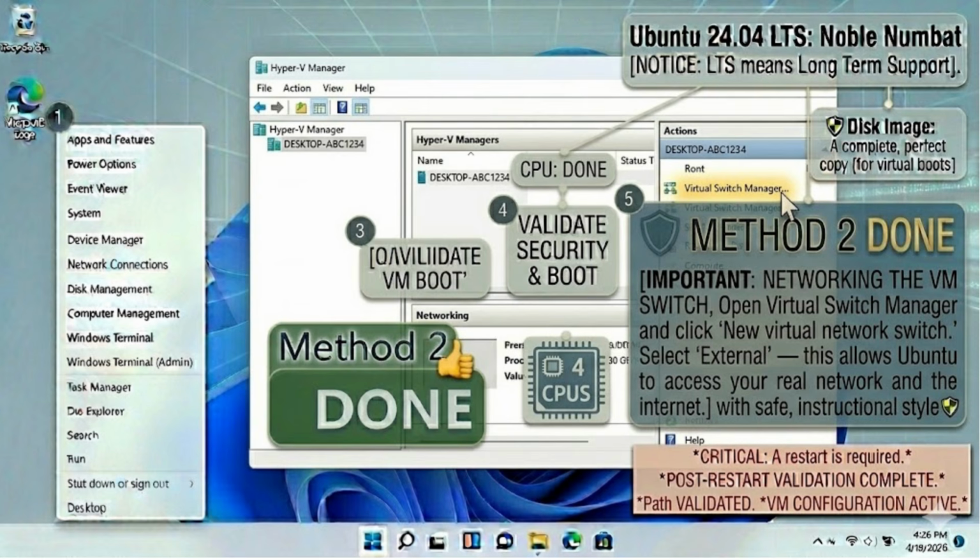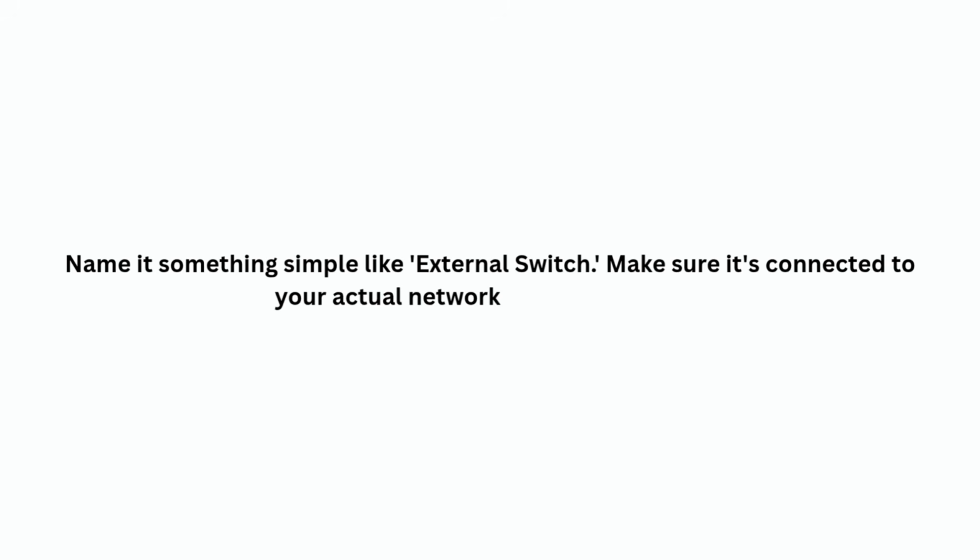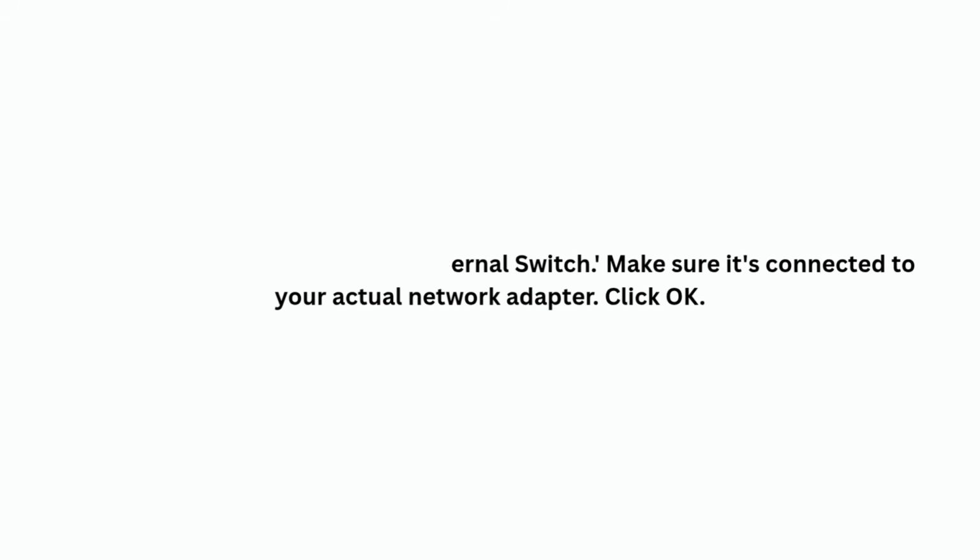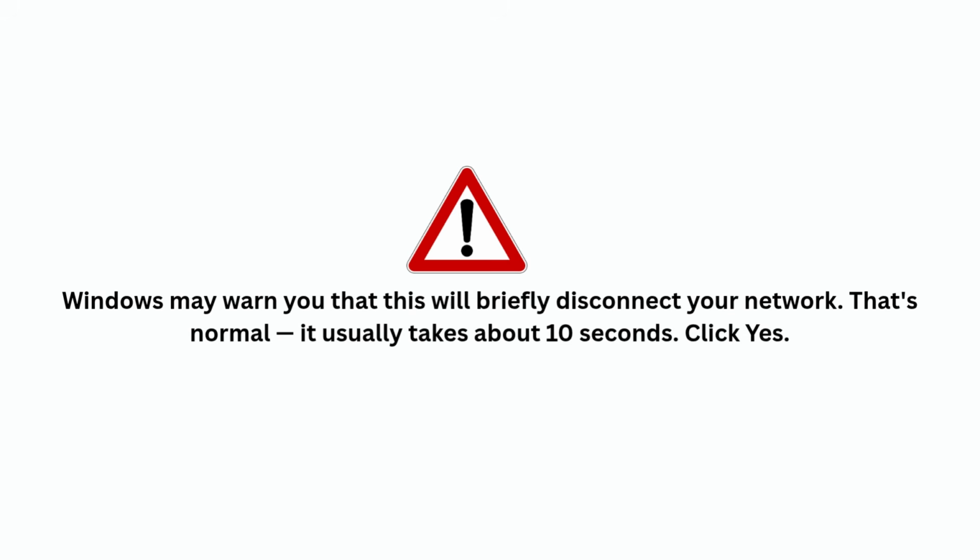Now let's set up networking. In the right-hand Actions panel, click Virtual Switch Manager. Click New Virtual Network Switch. Select External. This allows Ubuntu to access your real network and the internet through your physical network adapter. Name it something simple like External Switch. Make sure it's connected to your actual network adapter. Click OK. Windows may warn you that this will briefly disconnect your network. That's normal. It usually takes about 10 seconds.